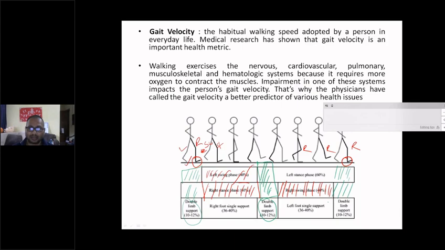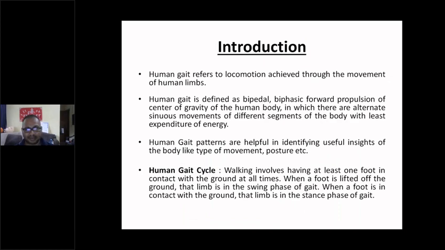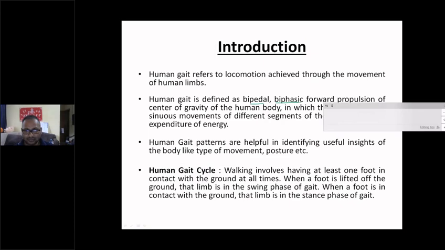Any doubt up to this point, anyone? I'm just trying to introduce the terminology defining the gait. Later on, we'll see how we'll construct the body area network, how we'll measure the gait analysis for health monitoring or other applications. So I hope that this is clear to everyone. I was defining gait as bipedal, that means which has left and right leg, biphasic which has swing and stance phase. Further, it can be divided into further subphases.